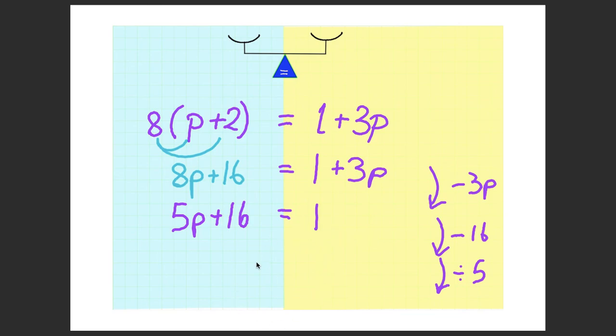I've left you to finish that. So taking away 16 from both sides and dividing both sides by 5 are your next two steps. Try and finish that on your own.